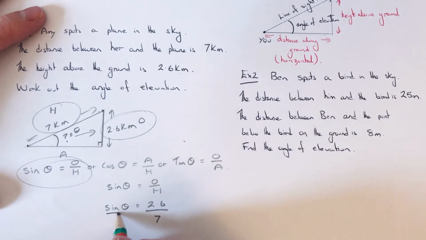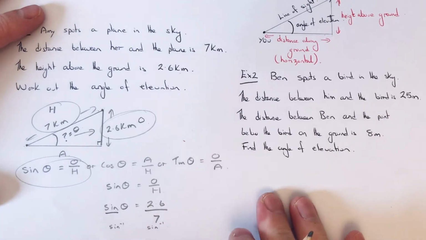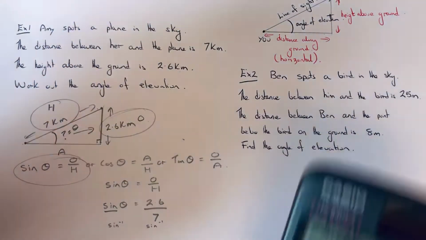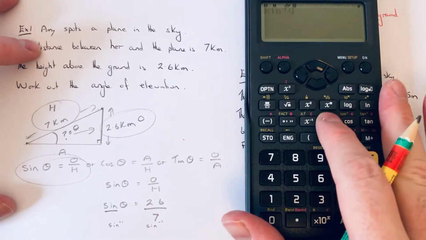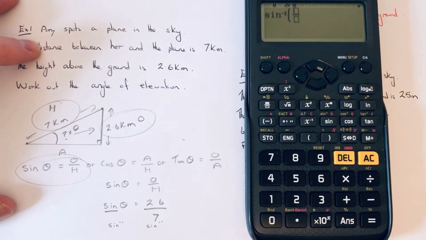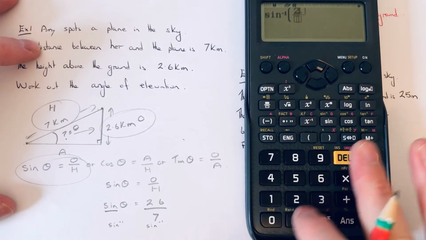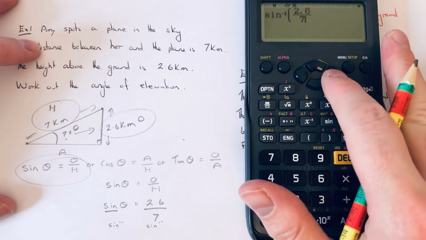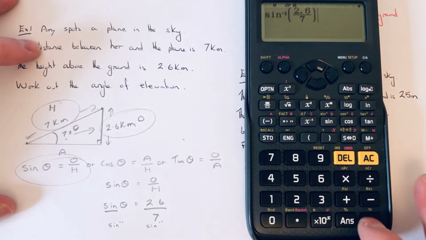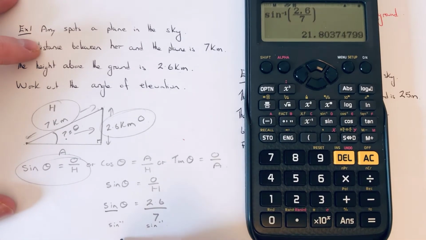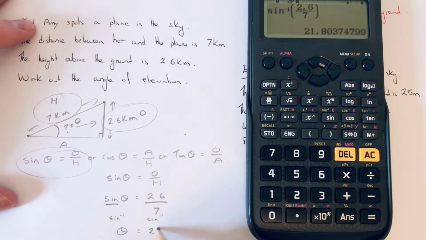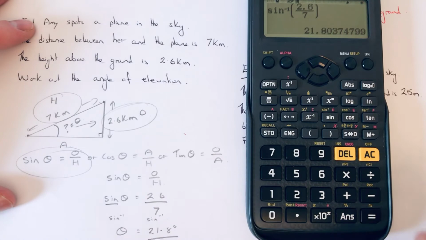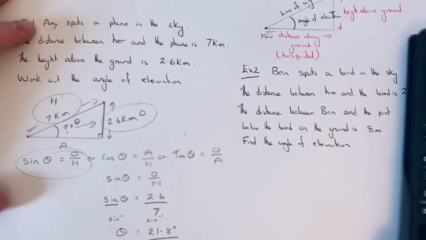So we're after the angle. So the opposite to sin is sin inverse. So we need to sin inverse this fraction here. So on your calculator, you're going to go shift sin, press your fraction button, or you can use your divide key. So we've got 2.6 over 7, close your bracket, and that will give us the angle of elevation. So theta is 21.8 degrees.